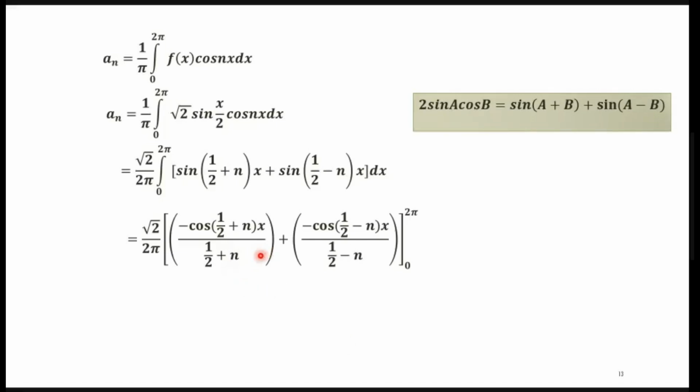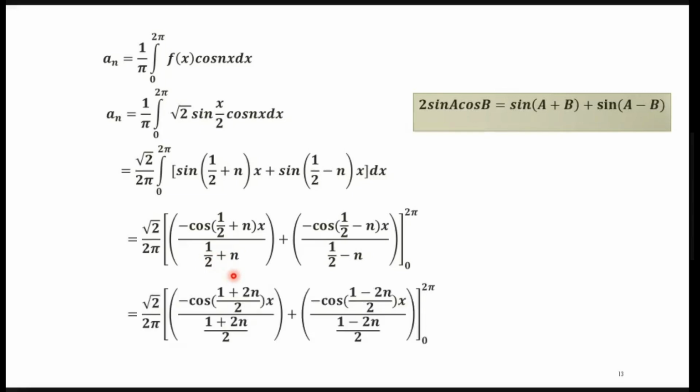Then we can take the LCM here. So 1/2 plus n will become 1 plus 2n/2. Here also 1 plus 2n/2. So I can write minus cos 1 plus 2n/2 x and 1 plus 2n/2, plus यहाँ पे भी 1 minus 2n/2, 1 minus 2n/2. So either you can keep 1 plus 2n, 1 minus 2n. मैंने इसको 2n plus 1, 2n minus 1 कर दिया है. That is, it's not required actually. You can take it as 2n plus 1, 2n, 1 minus 2n also.